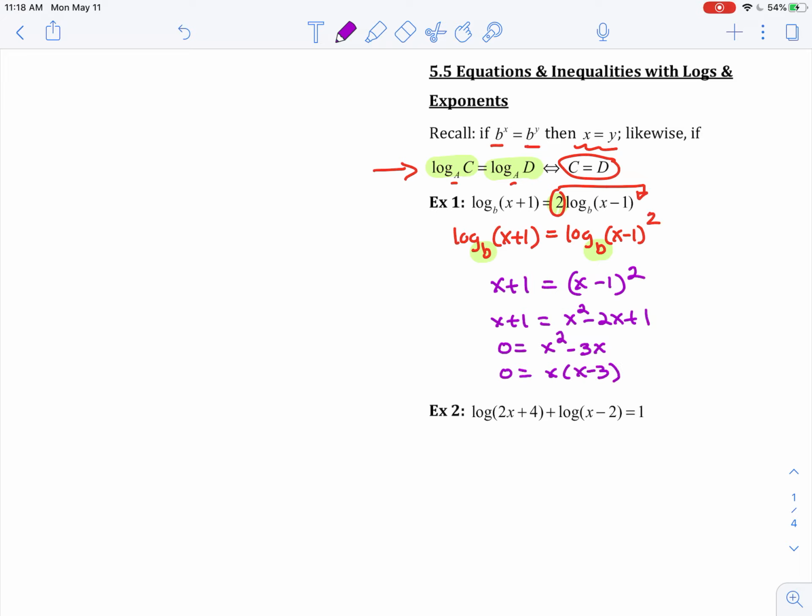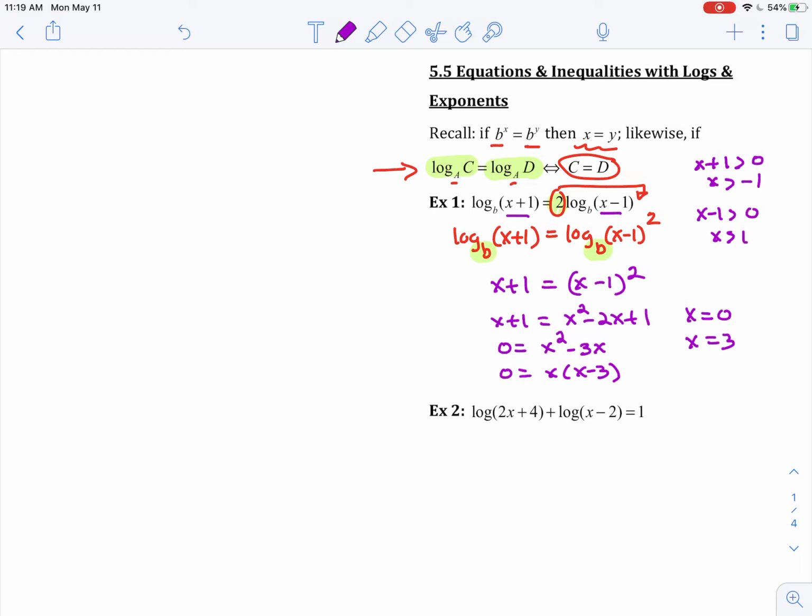Factoring out our x and using zero product property, we initially are going to get x equal to 0 and x equal to 3. But we also know anytime we're working with logs, we need to be very careful about domain because we do have a restrictive domain. With the log quantity of x plus 1, we know that x plus 1 has to be greater than 0, which means we can only use values of x greater than negative 1. And from this log quantity, we know that x minus 1 needs to be greater than 0, so we can only use values of x greater than positive 1.